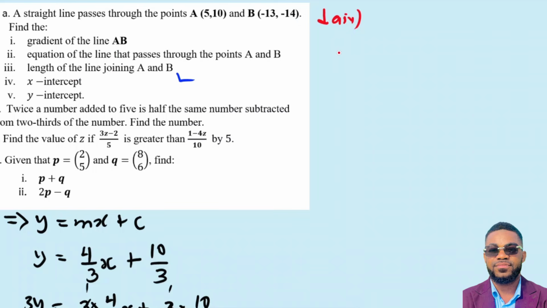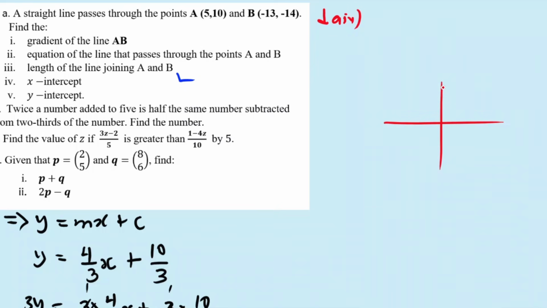Now, to get the x-intercept, you have to know the meaning of the x-intercept. The x-intercept is where the line meets the x-axis. So, assuming this is the xy plane, and this is the straight line, just an assumption, this point that we see here, where I'm trying to shade, is what we call the x-intercept, because that is where the line meets the x-axis.